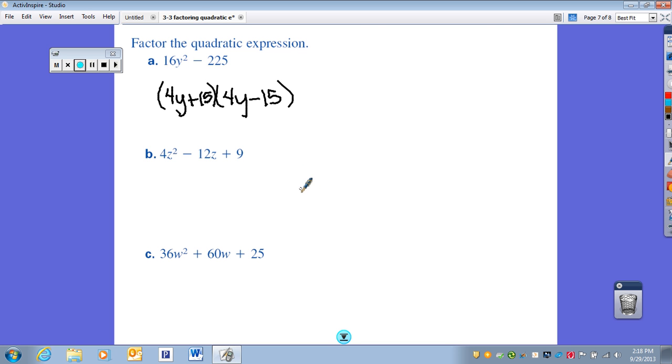In the next example, we have 4z squared minus 12z plus 9. We look for the common monomial factor, and there isn't one. Now this is a special pattern called the perfect square trinomial. The reason it's called that is because it is a trinomial, which means it has 3 terms, and the first term and the last term are perfect squares. So let's take a look at this special pattern.